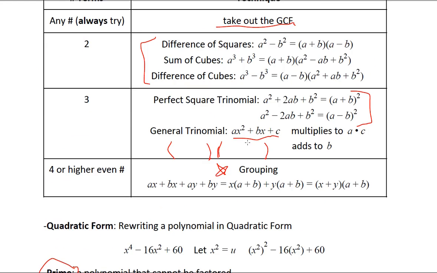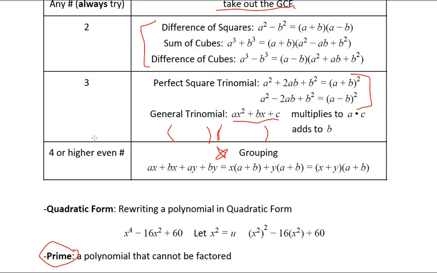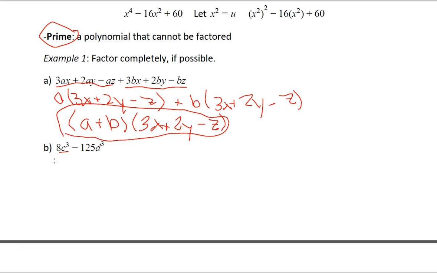So come back up here to your cheat sheet. I have cubes and subtraction right here. Difference of cubes. A cubed minus b cubed will be a minus b times a squared plus ab plus b squared. So we need to take what we have and write it as what is the cube root of the first term and what's the cube root of the second term. So a will be what is the cube root of 8? That's 2. What's the cube root of c cubed? That's c.